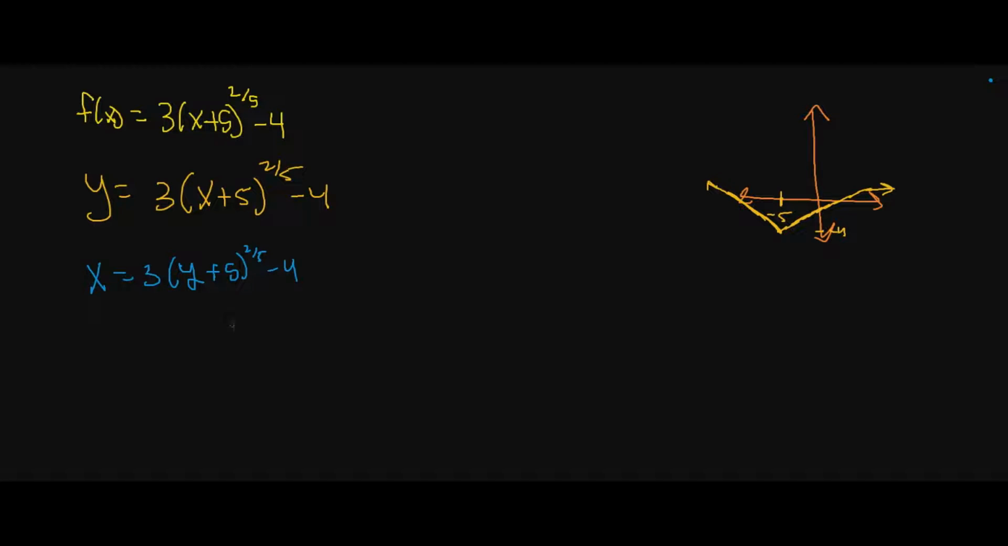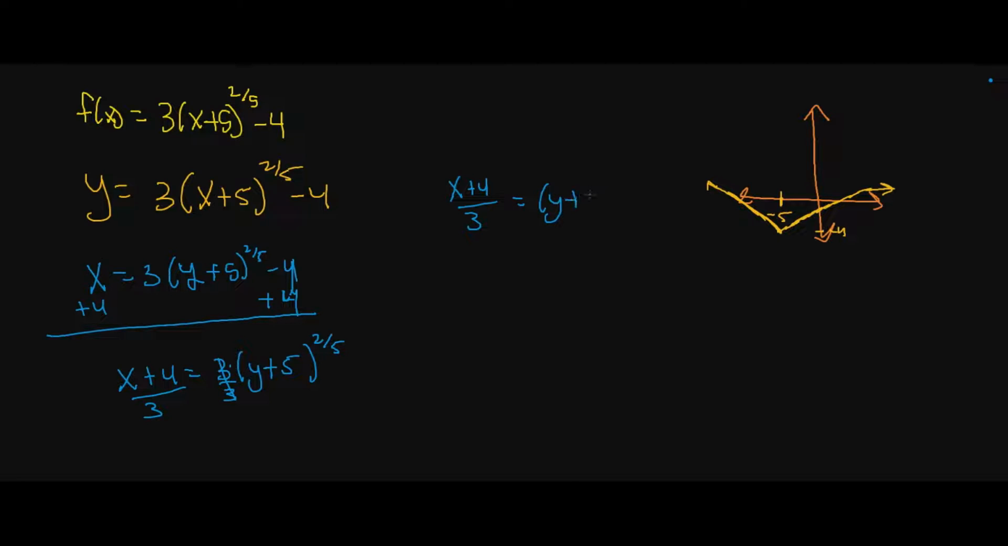Well, now just like before, the inverse does the exact opposite, so we're just going to add 4 to both sides. And we're going to get x plus 4 is equal to 3 times y plus 5, all raised to the 2/5. Okay, what do you do to get rid of the multiplication by 3? Well, you divide by 3. Again, you can divide each of these individually, but in this video I won't do that. I'll just leave it like this, just to show you that there's flexibility.